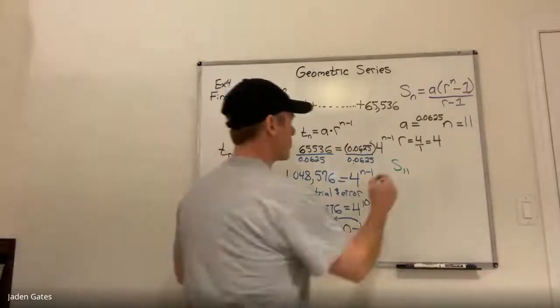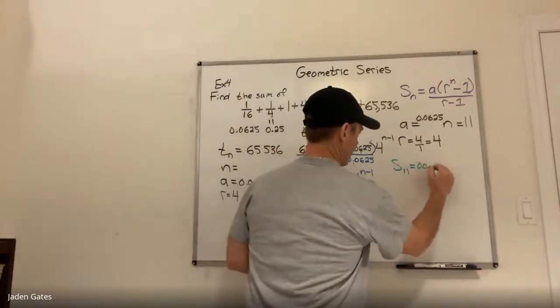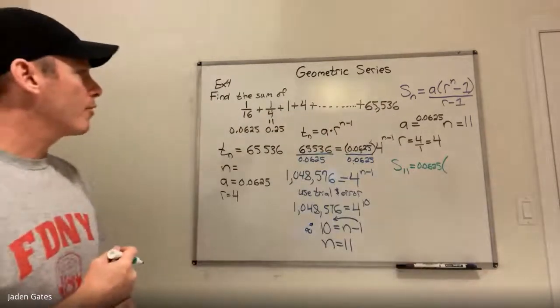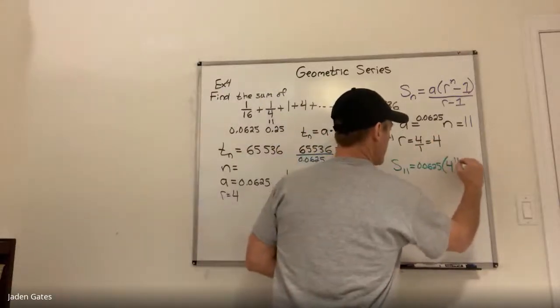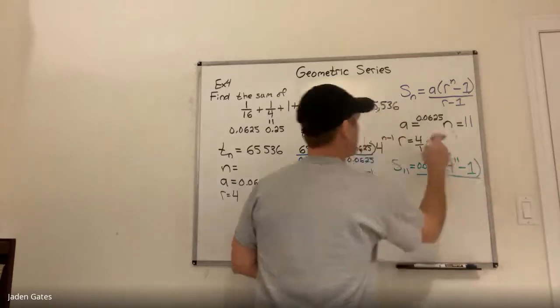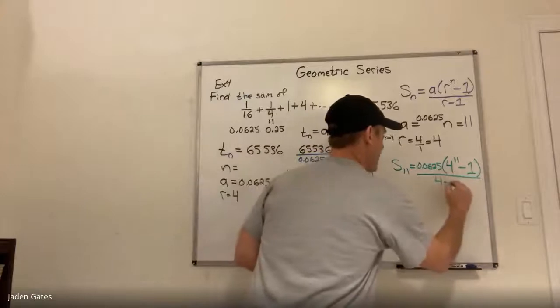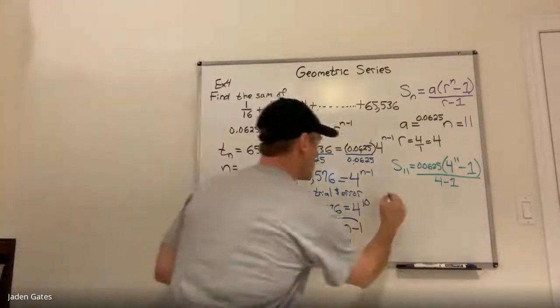So I'm going to sub in my information. A, it's a decimal, takes up room on me. In the brackets, I have r to the power of n, so I'm going to have 4 to the power of 11. Oh, that's a big number. Minus 1 in brackets. And of course, on the bottom, I have my r minus 1, so I'm going to have 4 minus 1.